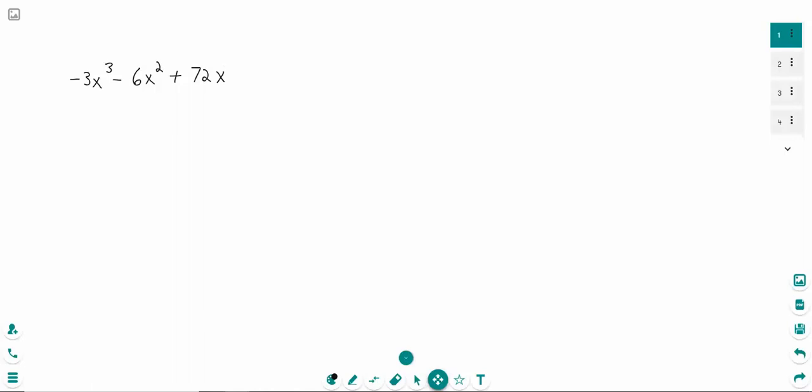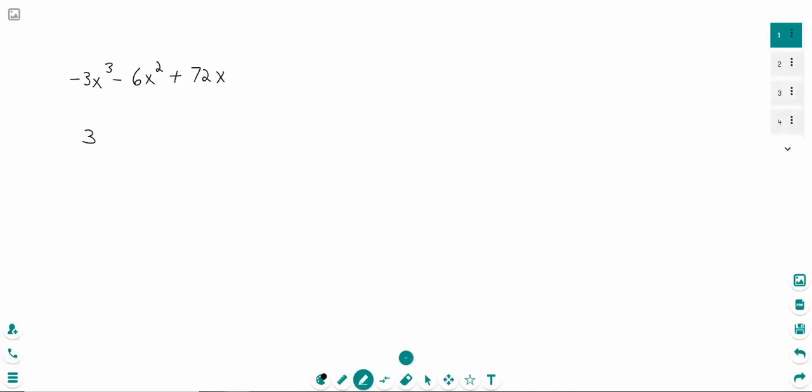So again, pause the video, try this one, and then we'll do it together. All right, so let's look for common factors here. What do we see? Well, we have coefficients 3, 6, and 72. And I'm going to say, okay, great. A 3 can go into all of those. So we know we can pull out a 3. Now, I might even take a step further and say, I don't like this negative sign here, but maybe I'm getting ahead of myself. Let's leave it the way it is.